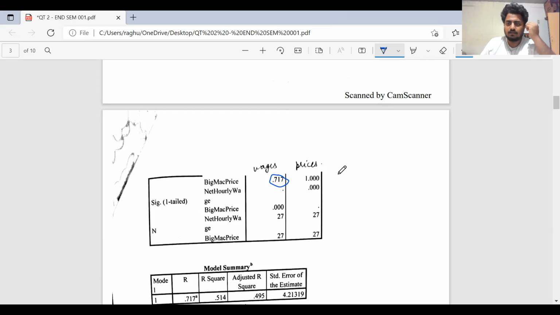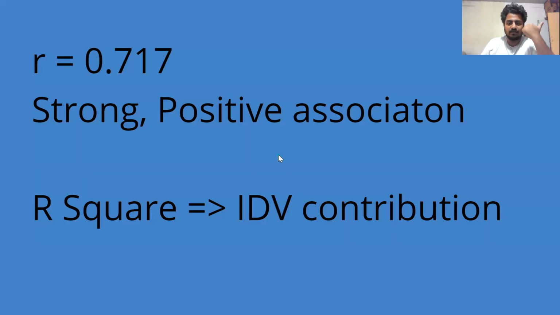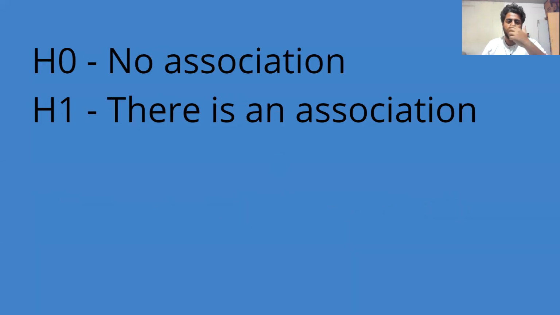Now here we get the null hypothesis. Here there is no association. Let's go back to the screen share. So we find that the R is strong, positive. R square we will come to, but before that we'll go to the hypothesis. The null hypothesis here is there is no association between the price of the Big Mac burger and the net hourly wage in that particular country. And the alternate hypothesis is there is an association.